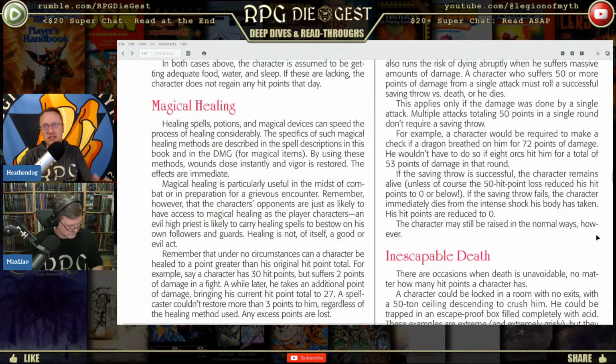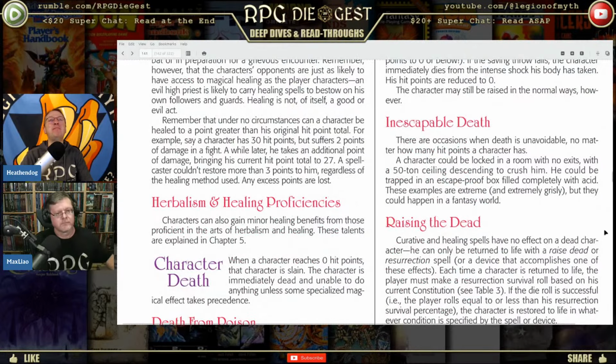If the saving throw is successful, the character remains alive. Of course, all that damage. If it fails, the character immediately dies from intense shock. You can still be raised in normal ways, however. Well, hold on. Can we stop for a second?